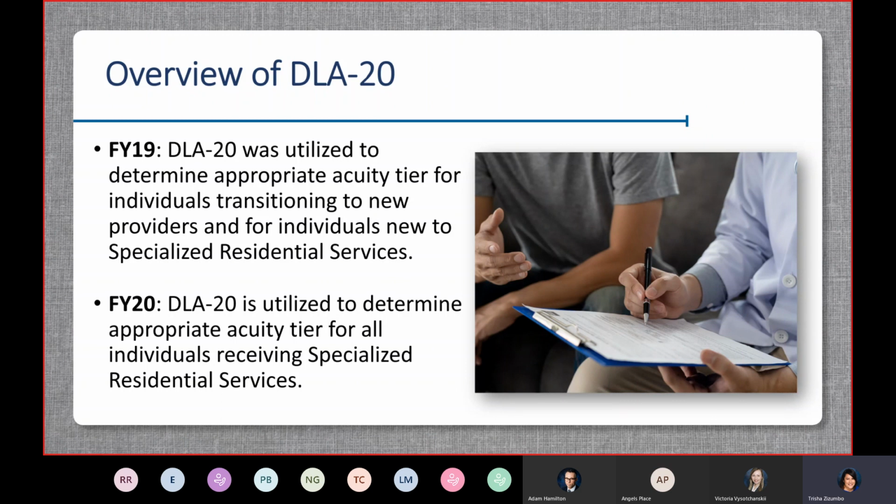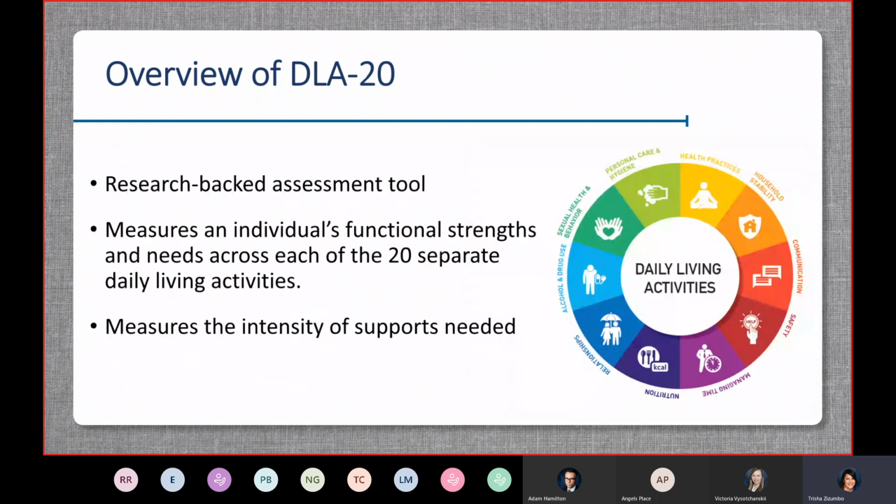The DLA 20 is a research-backed assessment tool. It measures the individual's functional strengths and needs across 20 separate daily living activities. This measures the intensity of the supports needed so the individual can receive services suited to their condition. Because all human beings have a hierarchy of needs like health, housing, food, supports, movement within our communities, personal care, etc., the DLA 20 can be used across different types of disabilities, within different cultural groups, and for individuals living in different settings.